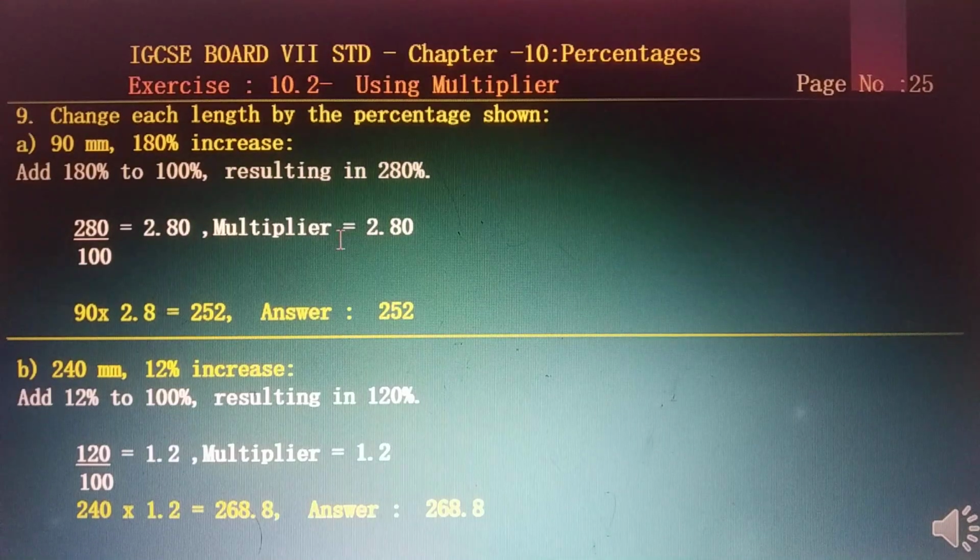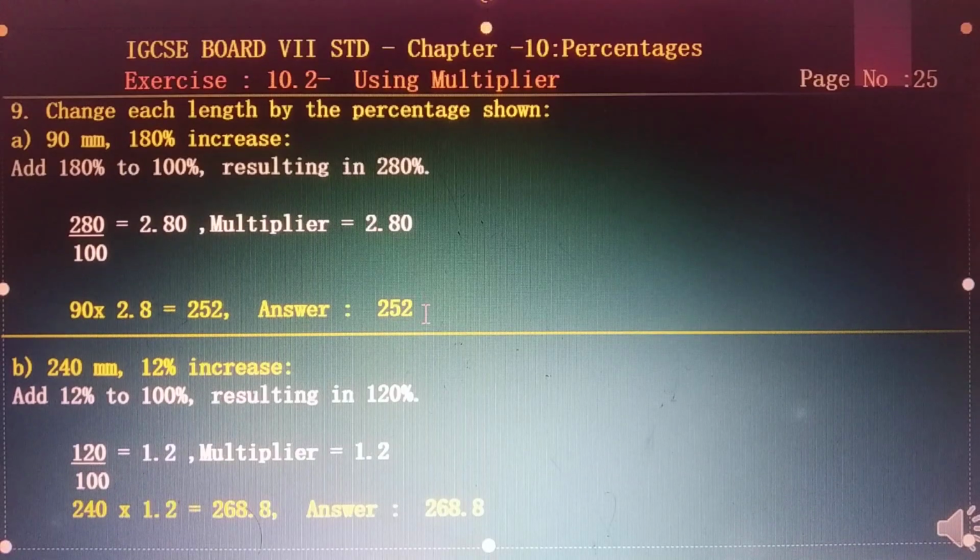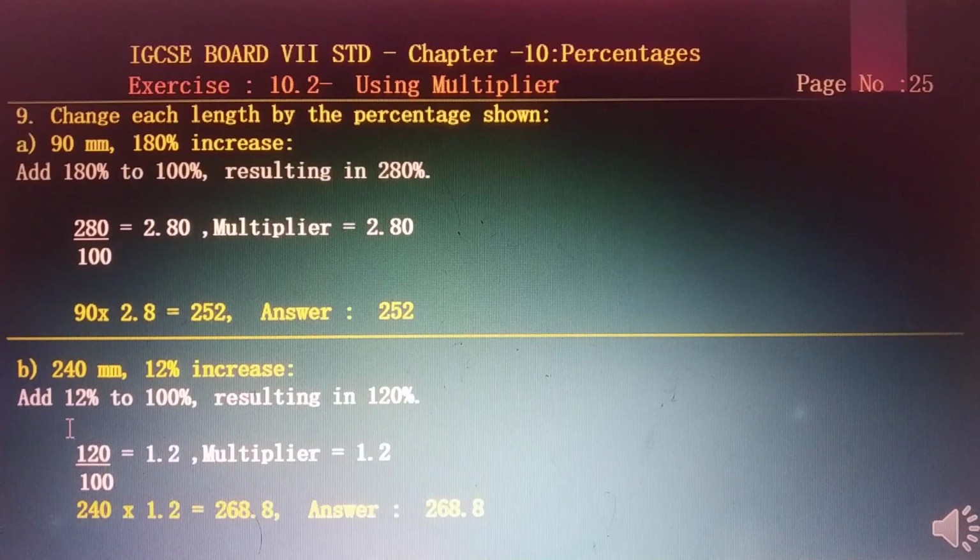Question number 9A, 90 mm. 180 percent increase means add 180 percent to 100, resulting in 280 percent. 280 percent as multiplier we are getting 2.80. 90 into 2.8, finally we are getting 252. B, 240 mm, we are getting 12% increase, means we can add 12% to 100, finally 112.